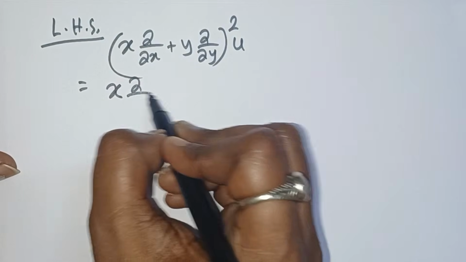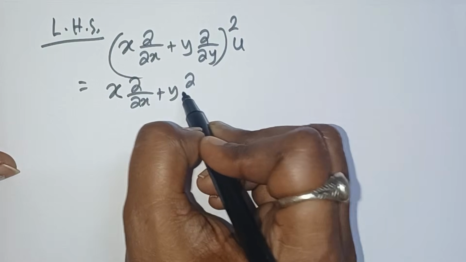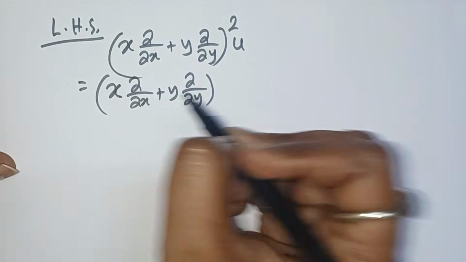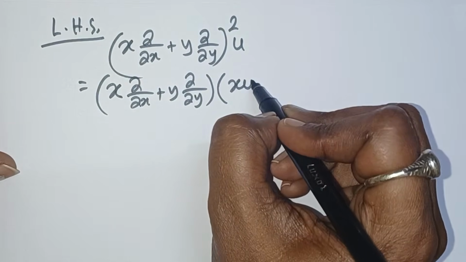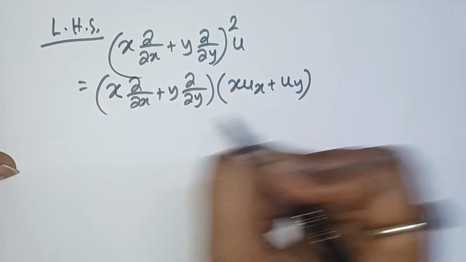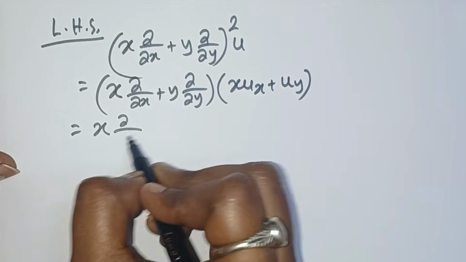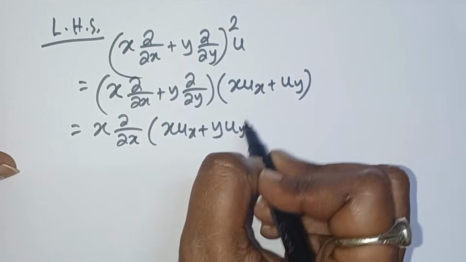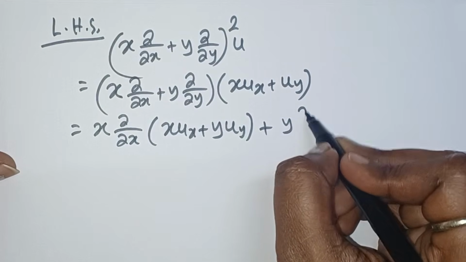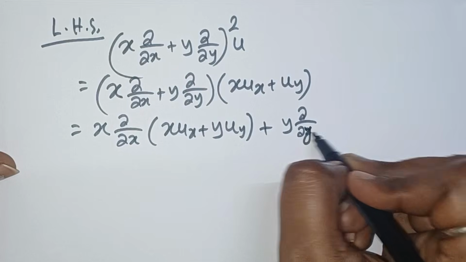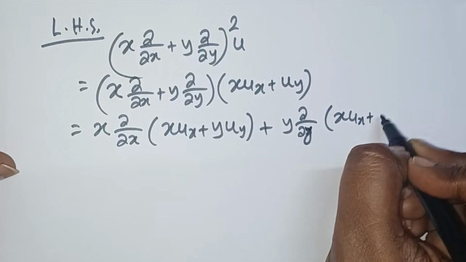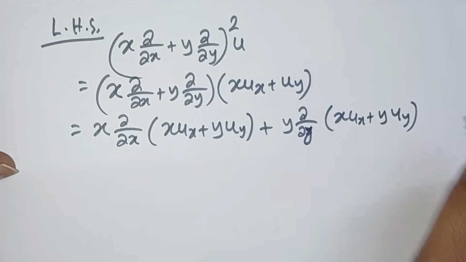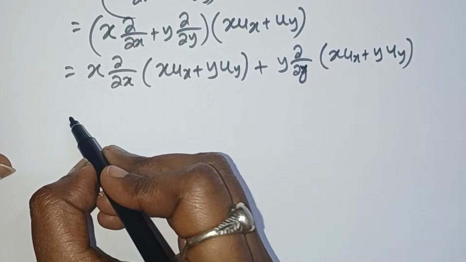Hence, this is equal to x del x plus y del y applied on x ux plus y uy. And then we will use separately x del x over x ux plus y uy, plus y del y over x ux plus y uy.